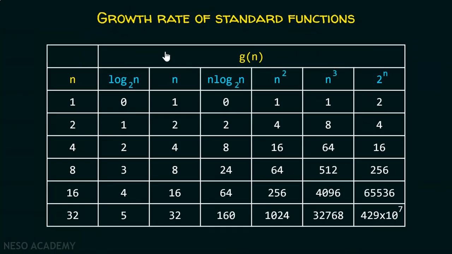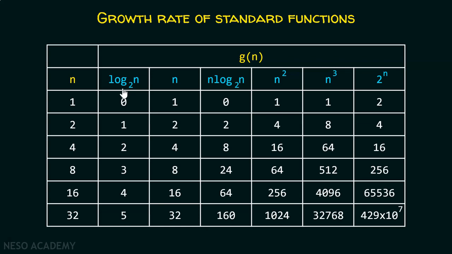Now, let's consider some growth rates of the standard functions. Here you can see these are some standard functions and here are their growth rates. Here you can see the values of n, that is 1, 2, 4, 8, 16, 32. You can clearly see that log n base 2 has the least growth while 2 to the power n has exponential growth. You can clearly see over here the value is 4.9 into 10 to the power 9 for n equal to 32. Here it is just 5. So we can compare these functions obviously.